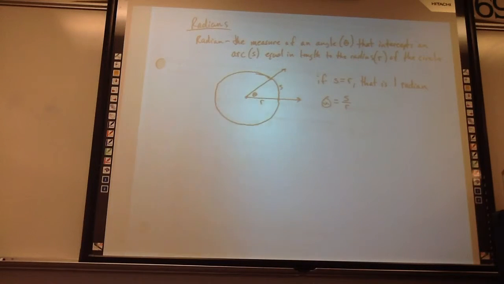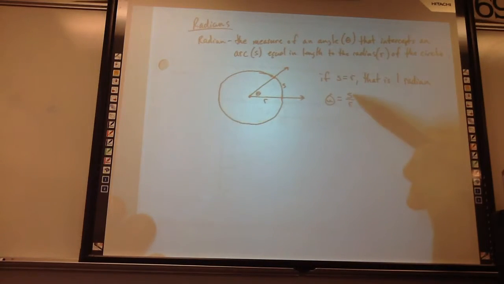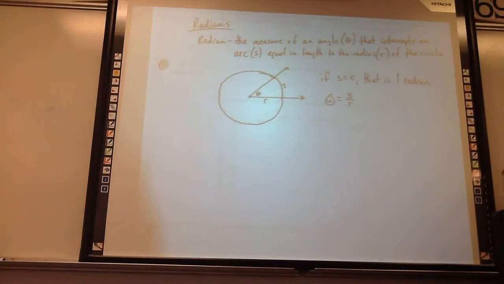If you measure an angle in degrees, the units are degrees. If it's in radians, it's technically unitless. Because if you divide S by R, that's feet divided by feet, there's no units. Or inches divided by inches, there's no units. Are we learning that? Yep, we're getting there.